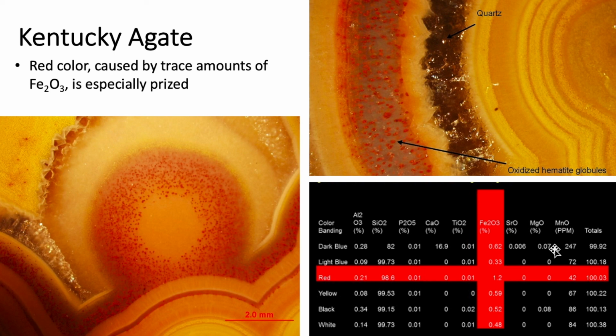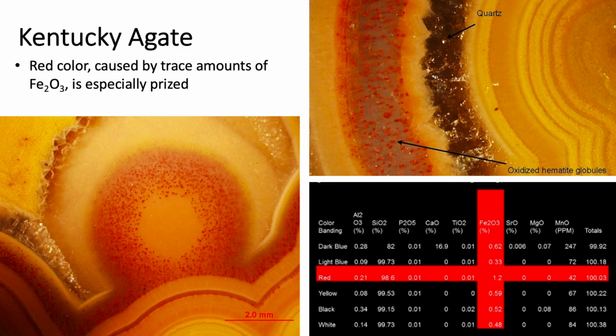And if you look chemically at the composition of those droplets, that's what this chart in the lower right is showing. The color of the banding is what these rows are, and then the elements, just like we looked at on the benchtop SEM, are shown here in the columns. And so it's oxidized iron that is giving the red agate its red color. You can see that the red agate has a much higher percentage of Fe2O3 than any of the other colors of agate banding. And that makes sense since Fe2O3 is the mineral hematite, and we're used to seeing a very, very red hematite.